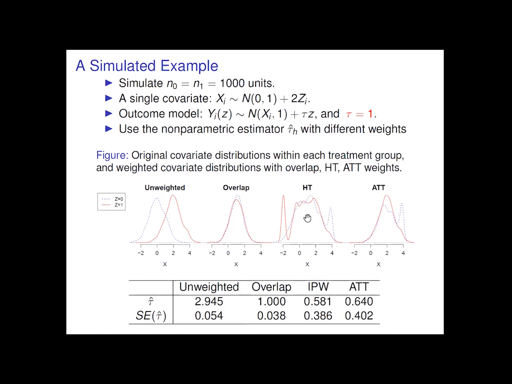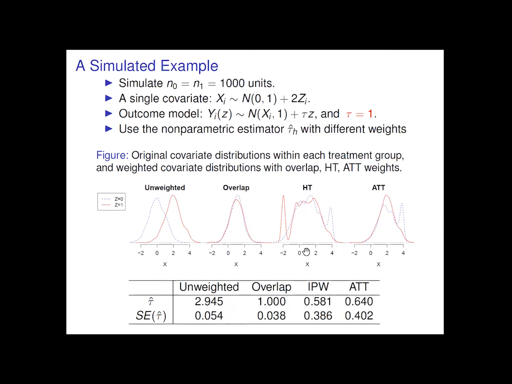If you look at the ATT, the average treatment effect for the treated group, it's doing the same thing as IPW, except now it tries to overweight the tail population in the control group. You can see that's what they're all doing, and this is just about the covariates. It's not even about the causal estimate.